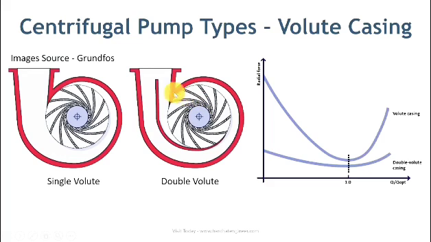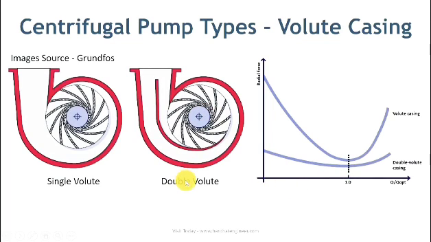It will minimize the shaft deflection when the pump is operating outside the best efficiency point, which is also known as BEP. If your use case is not fixed and there is a frequent chance to run the pump outside BEP, double volute is preferred.